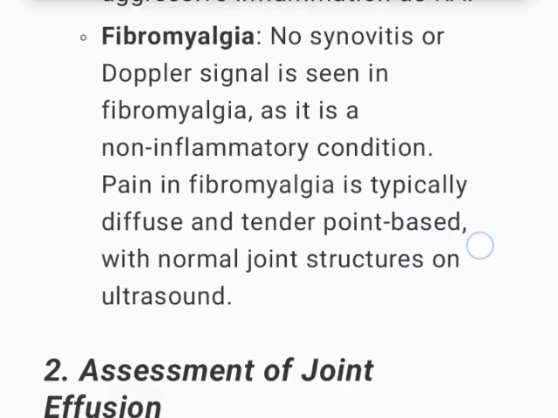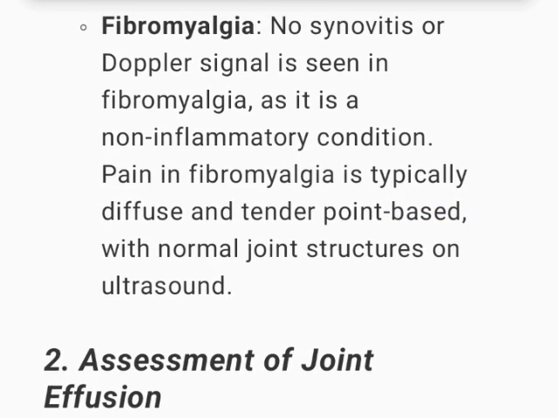Fibromyalgia. No synovitis or Doppler signal is seen in fibromyalgia, as it is a non-inflammatory condition. Pain in fibromyalgia is typically diffuse and tender point-based, with normal joint structures on ultrasound.